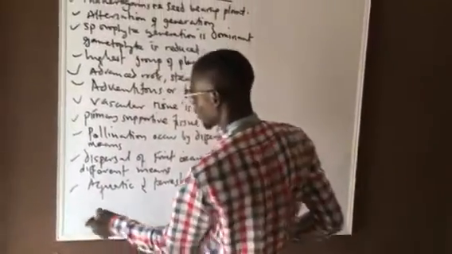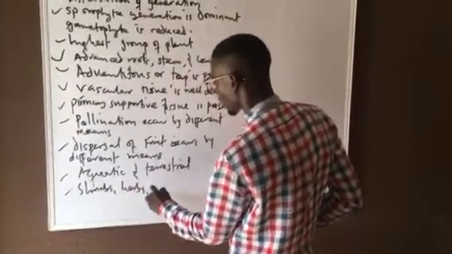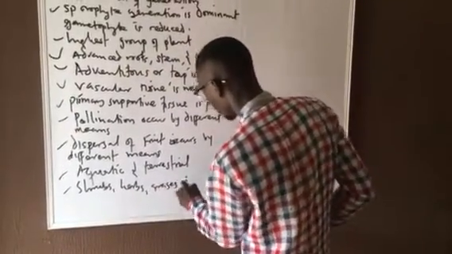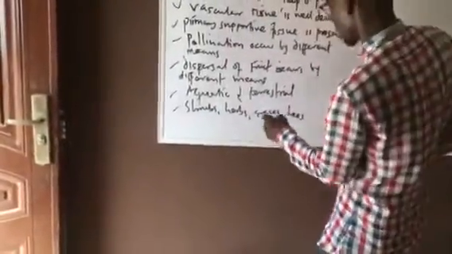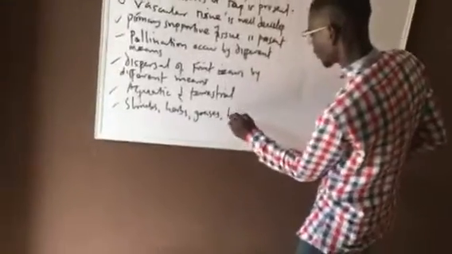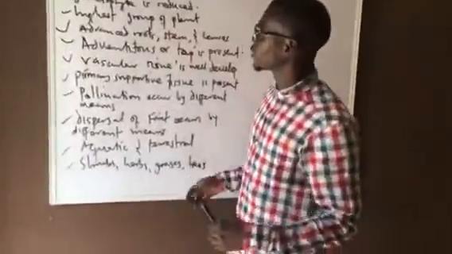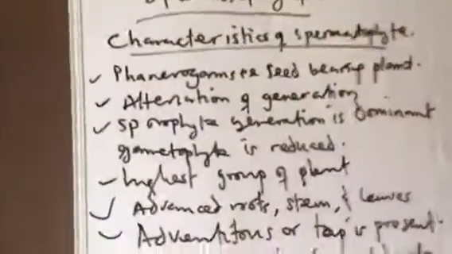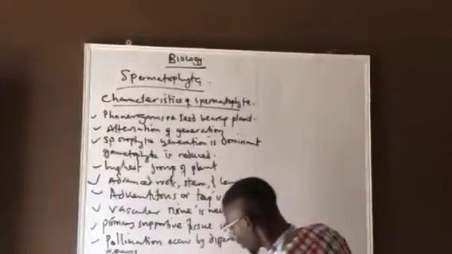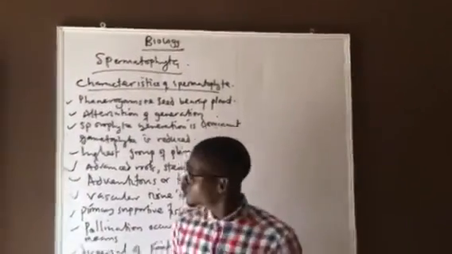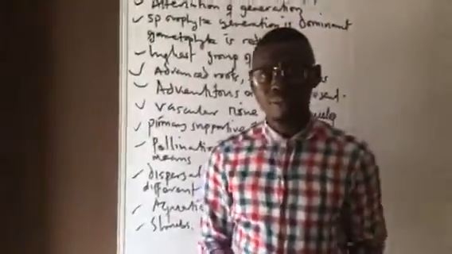This group exists in different forms. The spermatophytes exist as shrubs. Some appear as herbs, some as grasses, and we also have some that appear as trees. We also say they carry out alternation of generation. We have said it earlier. So those are the features of the spermatophyte, and we have examples.